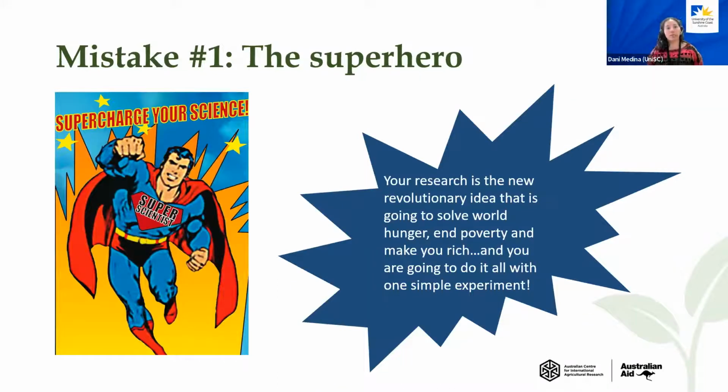So the superhero mistake is about thinking that your research is the new greatest revolutionary idea, that it's going to solve the world. You think you're great, and it is a good thing to think your research is great. But there's a but. You can't just sell a massive project in terms of a great idea that's going to do all these things and then just run a simple experiment. So again, this aligns to what Bree was talking about initially, making sure that what you state in your aims and your methodology and your outcomes all lines up neatly and nicely.